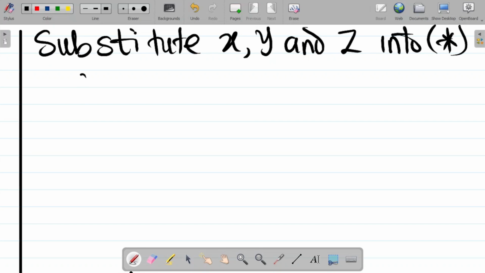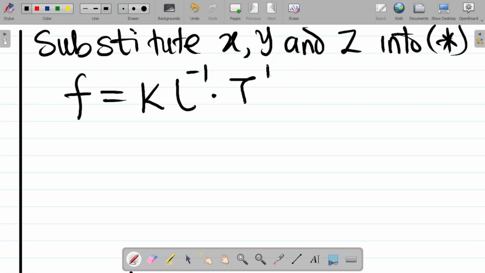Would have that f, right? It's equal to k into the first thing we had that was L to power x. The value of x was minus 1, dot t to power y. The value of y is 1 over 2, dot mu to power z. The value of z is minus 1 over 2. So we have these values there. Alright, so I'll try to simplify this.